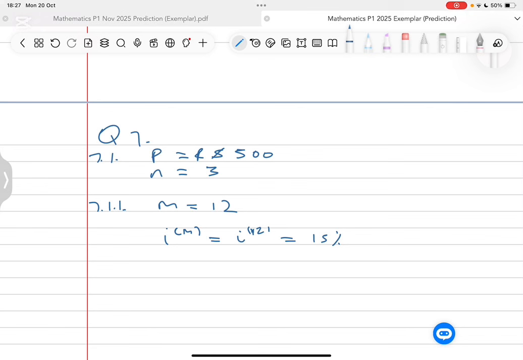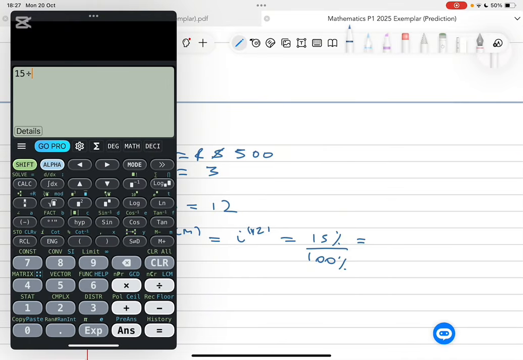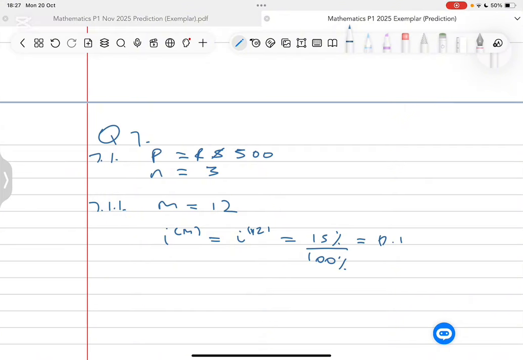Now, when we do our calculations, we don't like to write this money in percentages. Rather, we convert that to decimal. To convert the percentage to decimal, we know that the percentage is out of 100%. That means I'm going to divide by 100, so that I now have 15 divided by 100, which is 0.15.